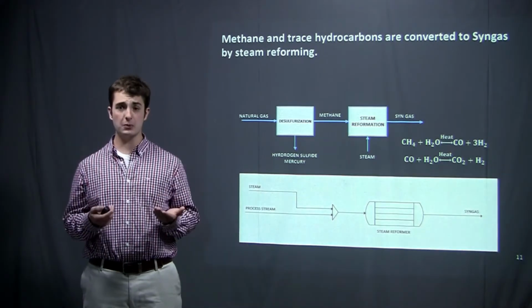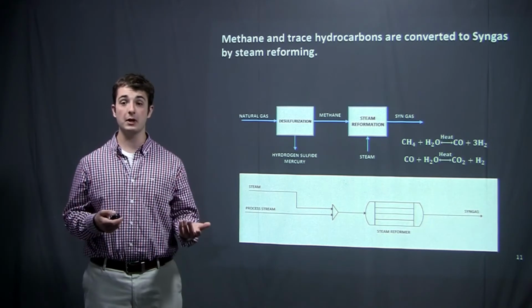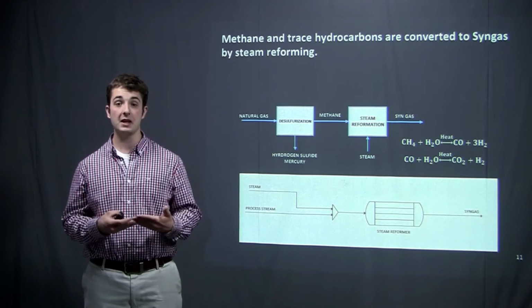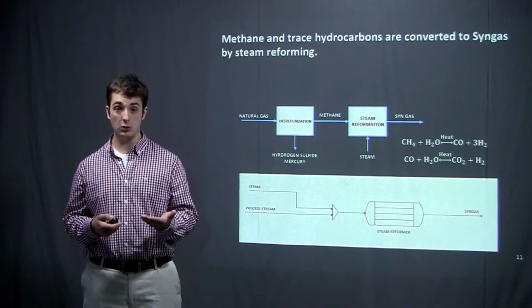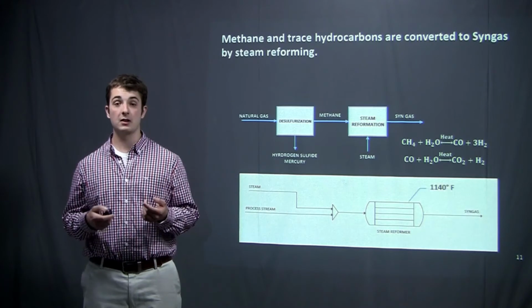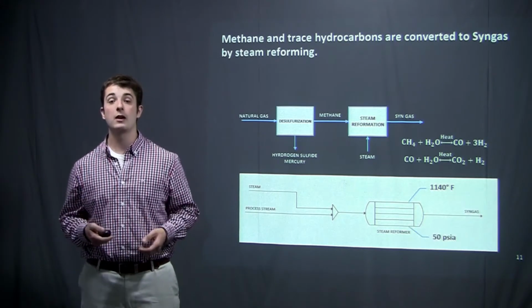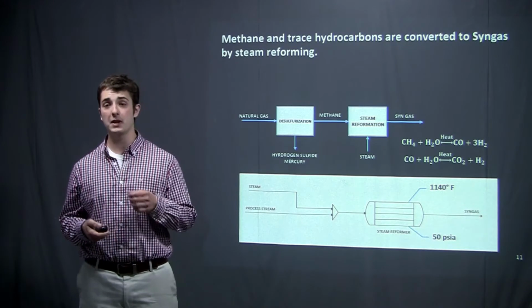So here's a process diagram of what the actual unit will look like. We can see the steam coming in and the natural gas feed mixing together and then proceeding to move into the steam reformer unit. What this diagram hasn't mentioned yet is that our reactor goes at 1,140 degrees Fahrenheit at an operating pressure of 50 psia.